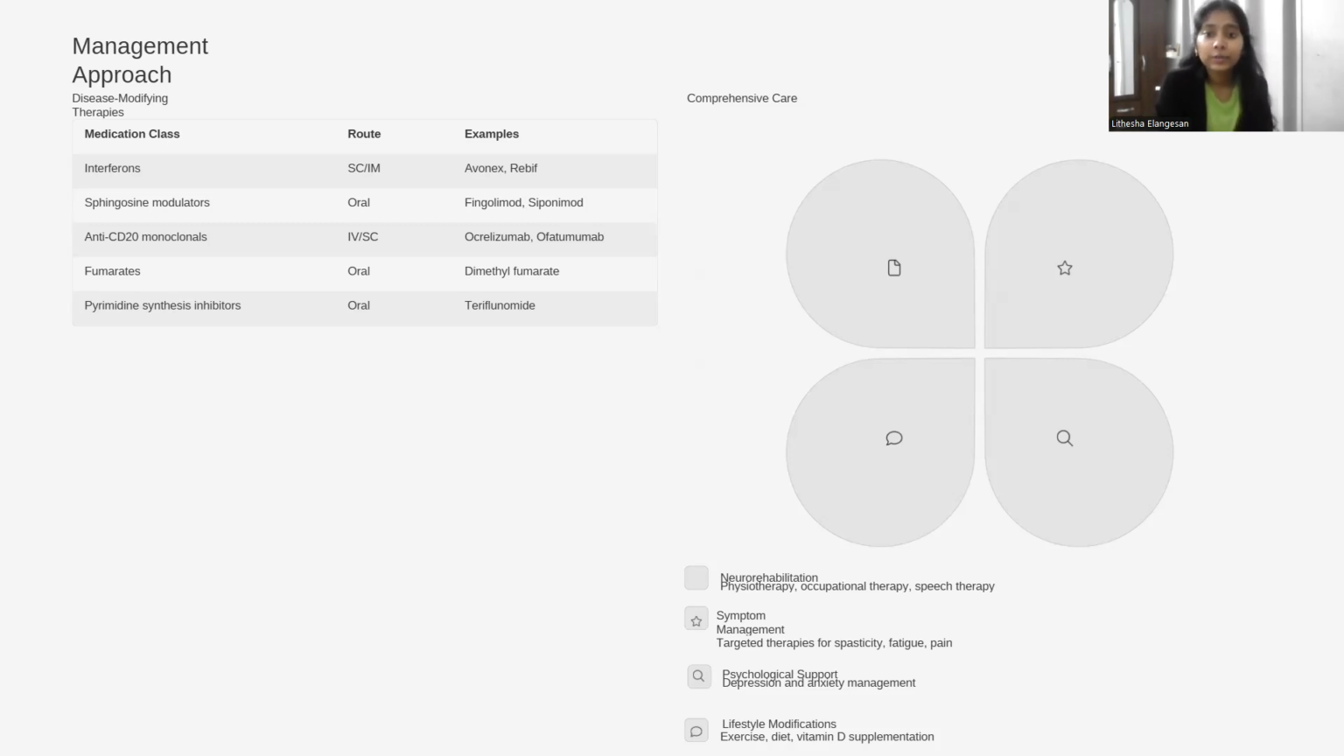Comprehensive care has included these four categories. So we have neurorehabilitation, physiotherapy, occupational therapy for patients who are struggling to walk, movement problems, speech therapy for people who are struggling to talk. Symptom management involves targeted therapies for spasticity, which is spasms, any fatigue that people may experience, any pain. Psychological support can also be provided to patients who may experience depression and anxiety, so it can help them manage those as well. And other lifestyle modifications like vitamin D supplementation, because as we mentioned earlier, vitamin D deficiency is a major reason for the development of MS, focus on exercise and diet as well.